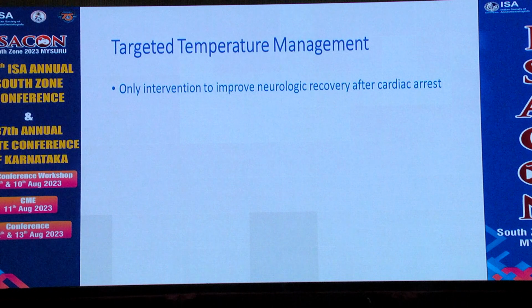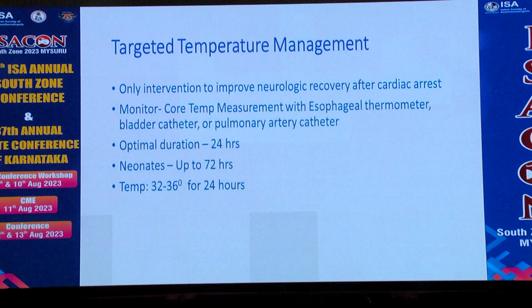How to treat? Do the targeted temperature management. This is the only intervention to improve the neurologic recovery after cardiac arrest. That is, monitor the core temperature, measurement with an esophageal thermometer, or a bladder catheter if there is urine output, or a pulmonary artery catheter. And the optimal duration is about 24 hours in adults, and if it's a neonate, it can be done up to 72 hours.